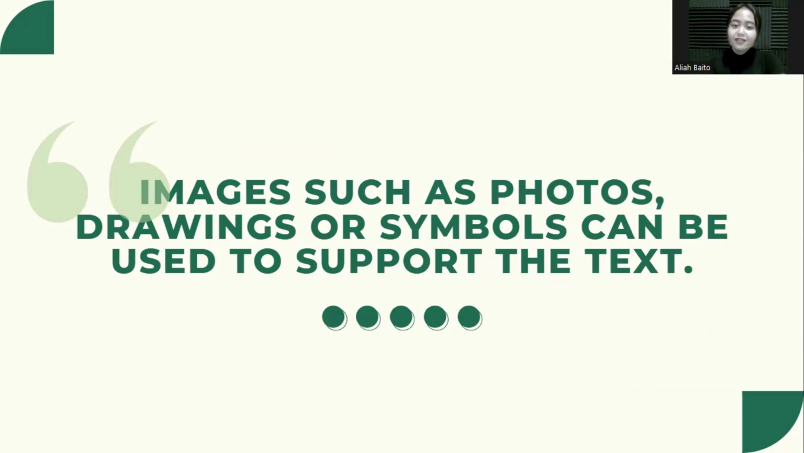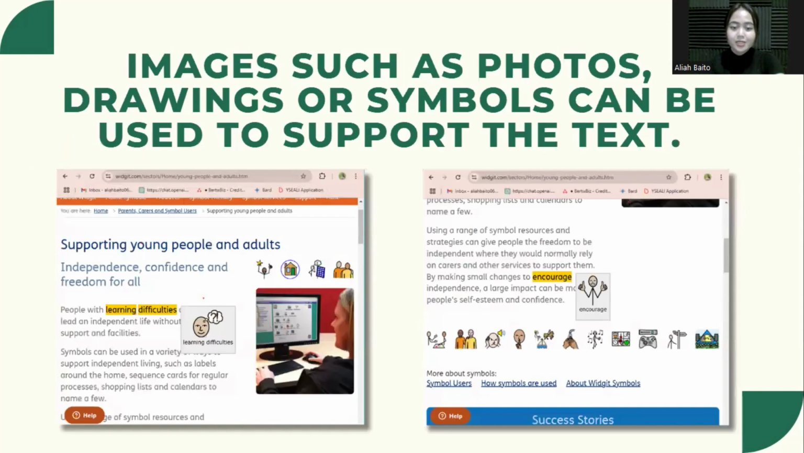Also, if a large number of visitors to your site are likely to be people with learning disability, consider using computer software symbols like widget or PCS. So widget looks like this. If you click on a word, it will show you the symbols that correspond to that word.